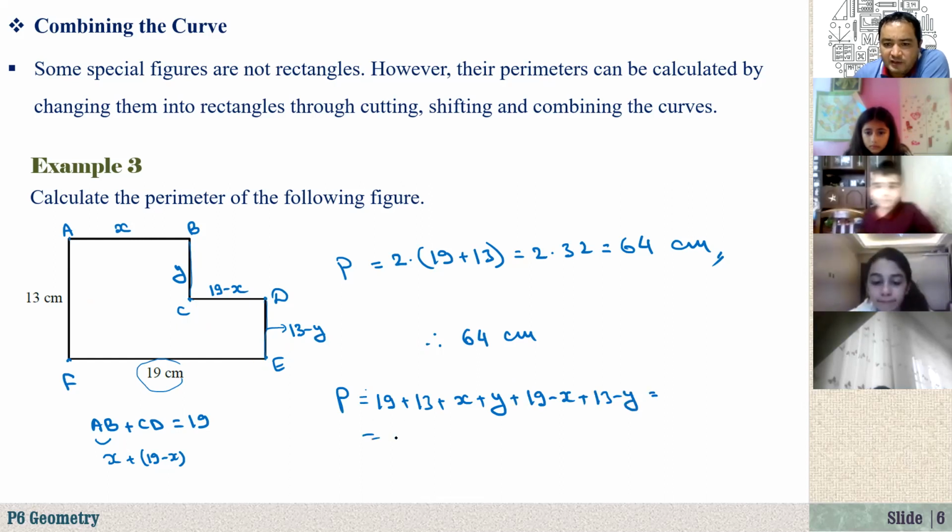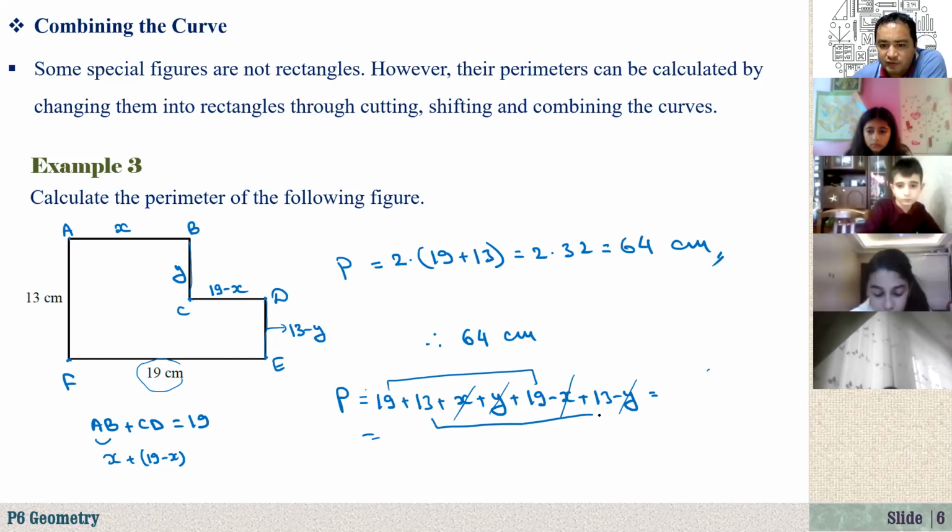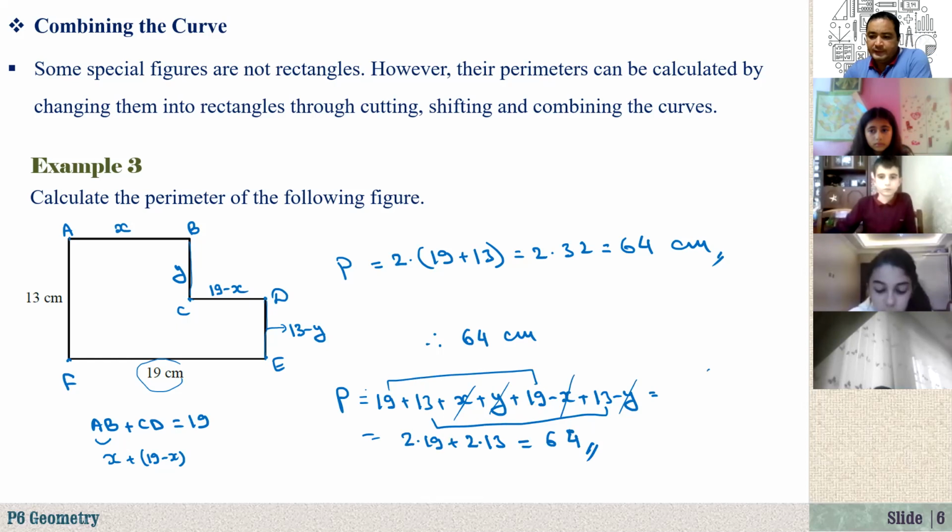Now, if you simplify this, X minus X is equal to 0, and Y minus Y is equal to 0. What we have here is 2 times 19 and 2 times 13, right? So that is 2 times 19 plus 2 times 13, which is equal to 64. Another method. All right.